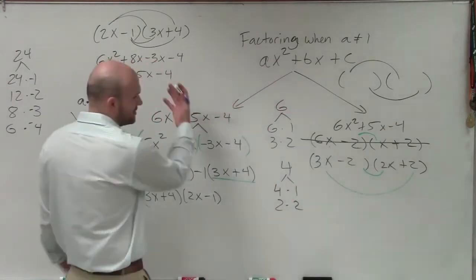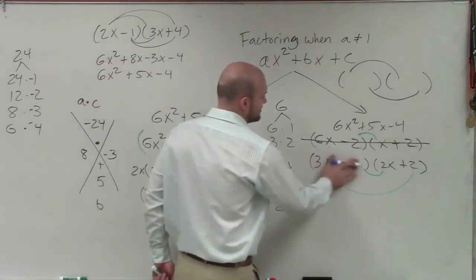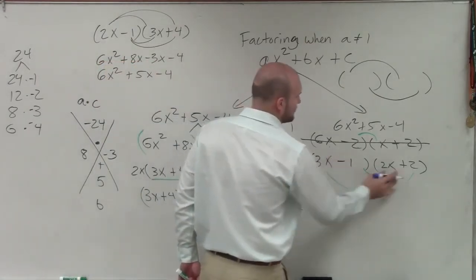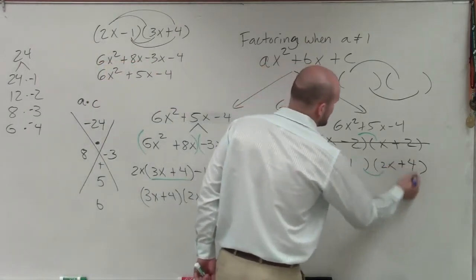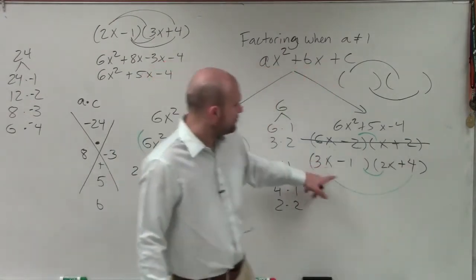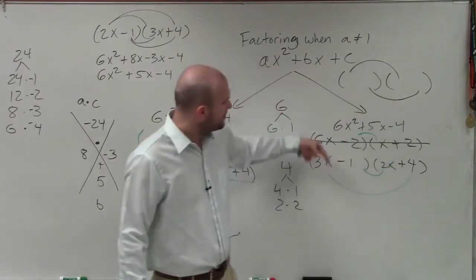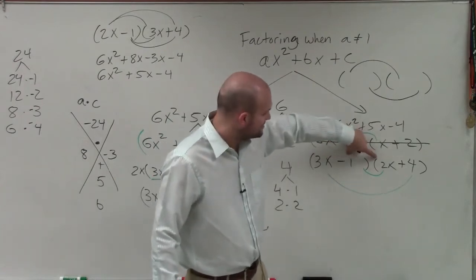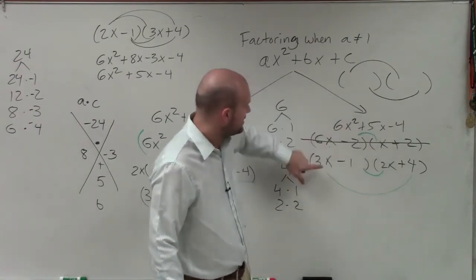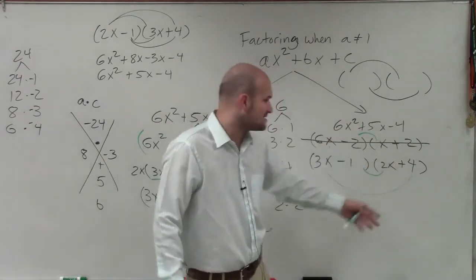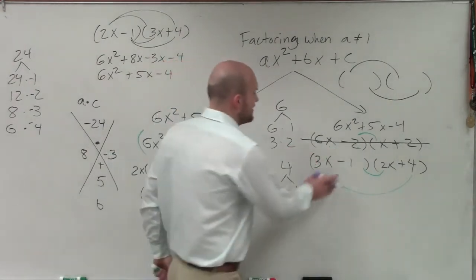But let's just go back and look at our answer and see that we have 3x. Let's do minus 1 plus 4. See why that one doesn't work. So again, we know 3x times 2x is 6x squared, and negative 1 times 4 is negative 4. But in this case, when I multiply negative 1 times 2x, that gives me a negative 2x. And 3x times 4 is 12x. So again, those won't add up to 5x.